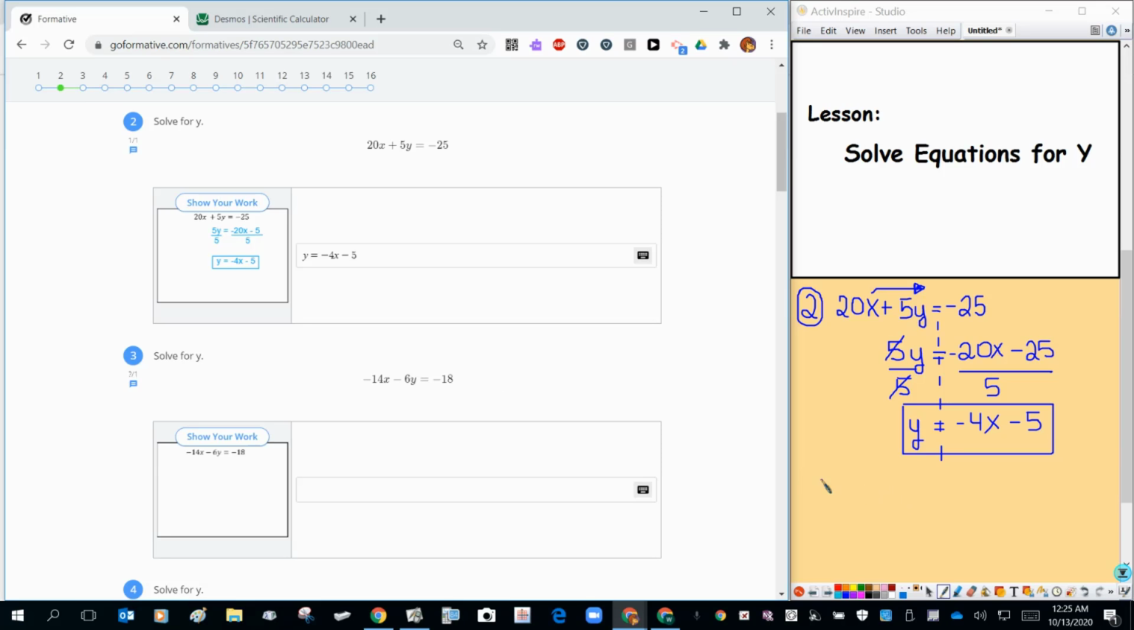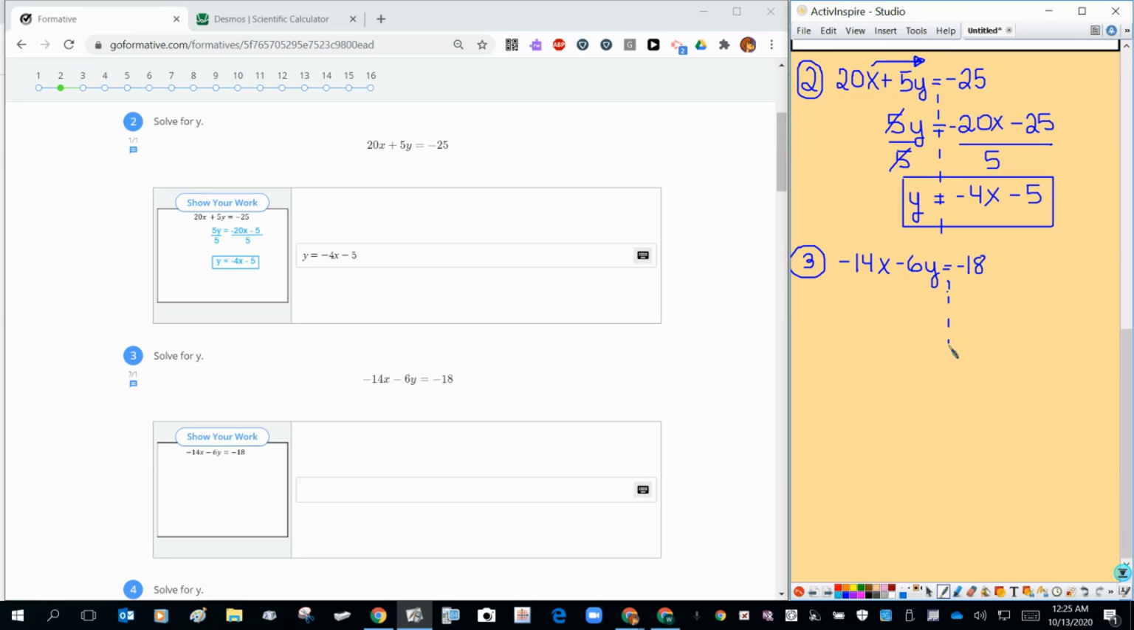Let's go ahead and copy problem number 3 over here. Let's draw the line. And remember, we want the y alone, so we're going to send the 14x to the other side. When we do that, the 14x becomes positive 14x. We're going to bring down the negative 6y, and we'll bring down the negative 18. Now I'm going to divide both sides by negative 6. So we're going to cancel the negatives and the 6. The y is alone. And now I'm going to use my calculator to calculate what these numbers are.